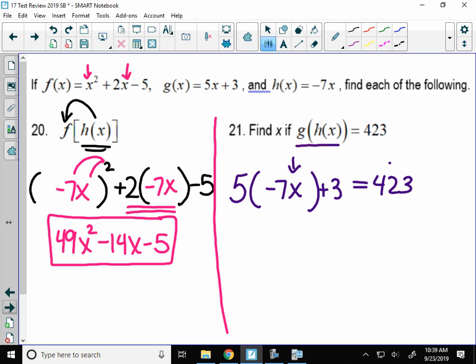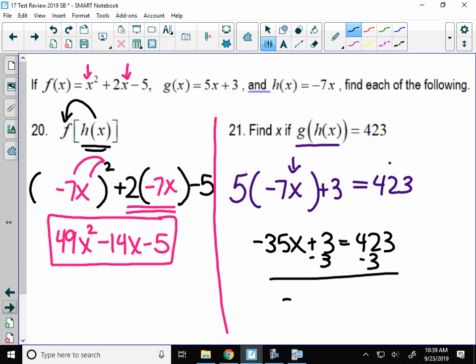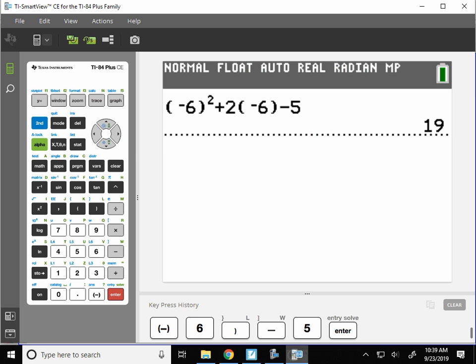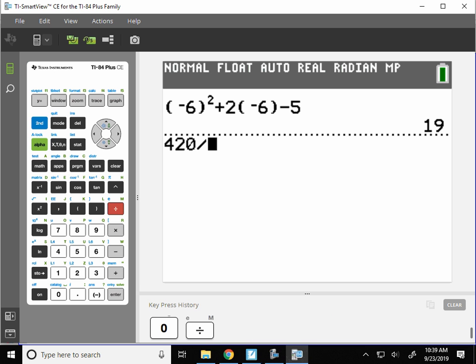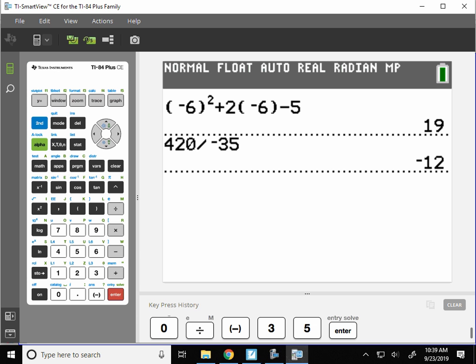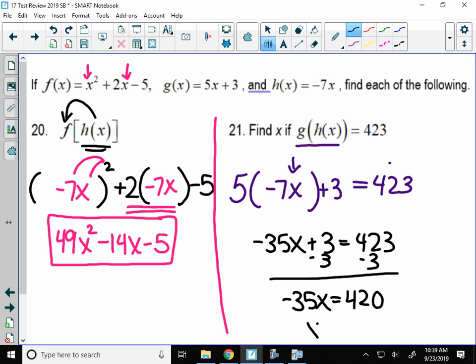So all I have to do is simplify. You can distribute here if you want to. So we can multiply this to make it negative 35x plus 3 equals 423. So I would solve by subtracting 3. Negative 35x equals 420. And let's simplify. 420 divided by negative 35 is negative 12. There you go. So you have to do a little bit of composition, a little bit of knowing how to solve for x with function notation.